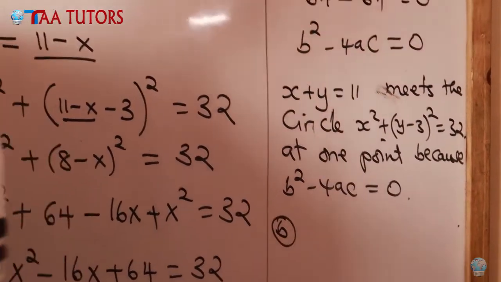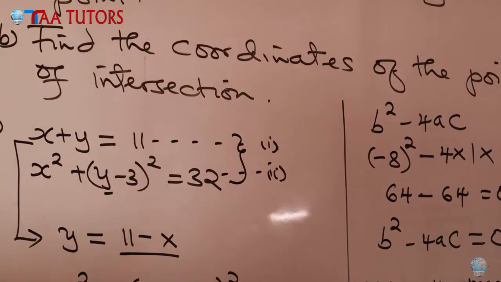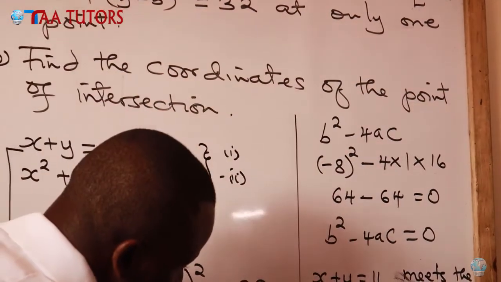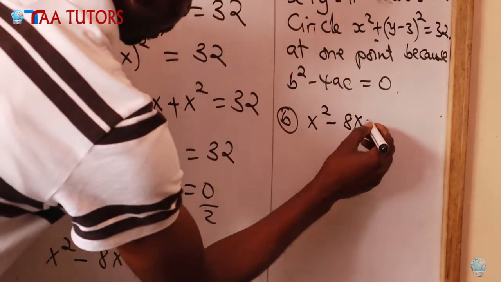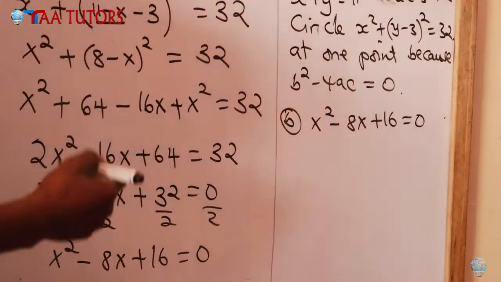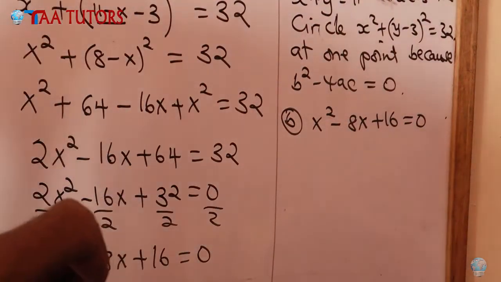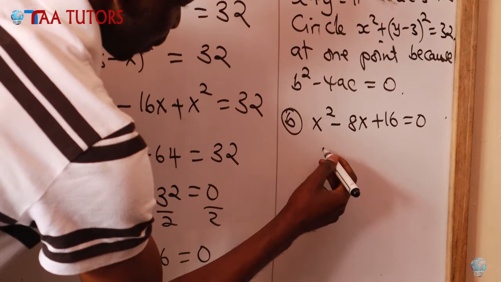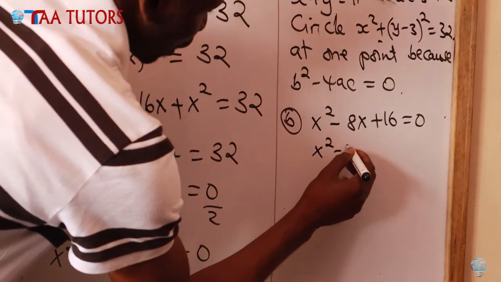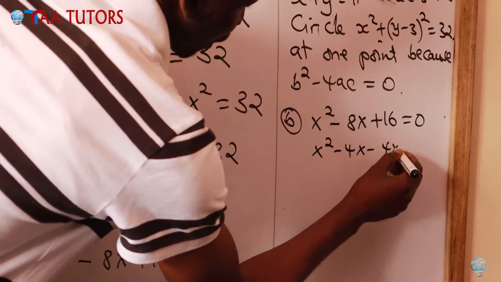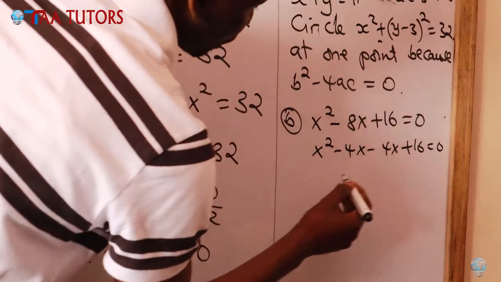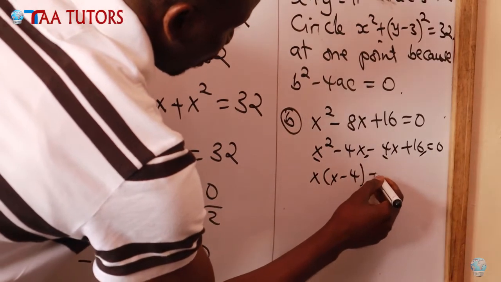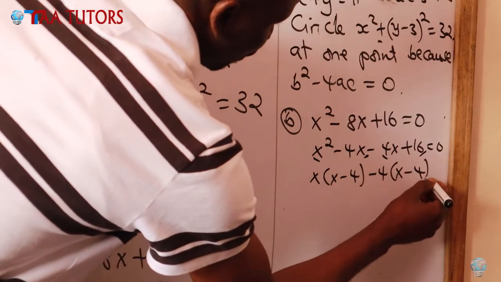What about part B of the equation? Part B is asking us now to go ahead and find the coordinates of this particular point. Now, in this case, we have the equation x² − 8x + 16 = 0. The two numbers that multiply to give 16 and add to give −8 will be −4 and −4. So I'm going to say x² − 4x − 4x + 16 = 0. Group these two, group those two: x(x − 4) − 4(x − 4) = 0.